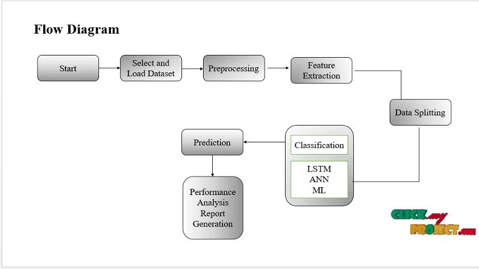Feature extraction. Feature extraction is extracting the features from our data set. We have 10 columns of data, but we want only 5 columns, so we use a feature extraction algorithm to extract the 5 columns. Next, data splitting. Our data is split into training and testing data. Next, classification. Classification is algorithm implementation. LSTM is the existing algorithm, and the proposed algorithm is ANN, the artificial neural network algorithm.